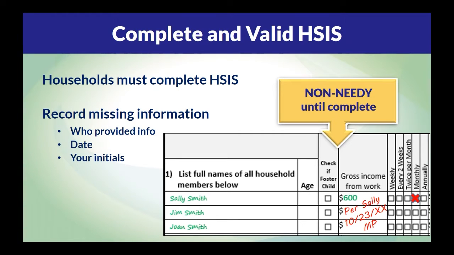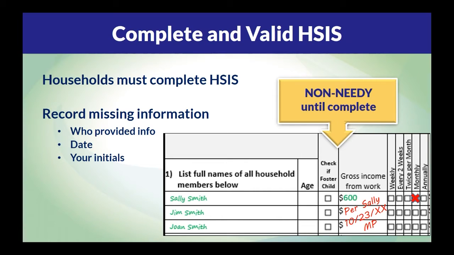The next takeaway is that you must have a complete and valid income statement on file for any participant that you want to claim as free or reduced. It's important to keep in mind that the adult household member must complete parts 1, 2, and 3 of the income statement, and that your agency staff cannot complete this for the household.